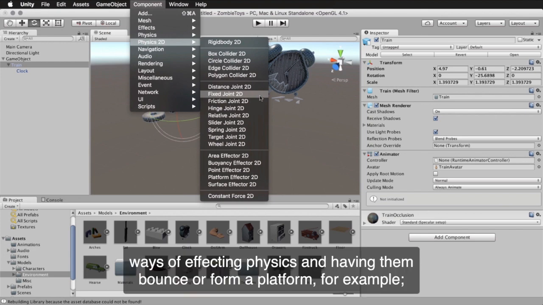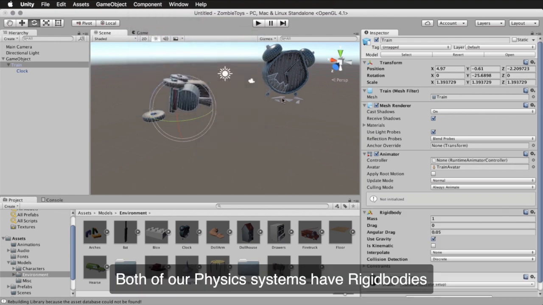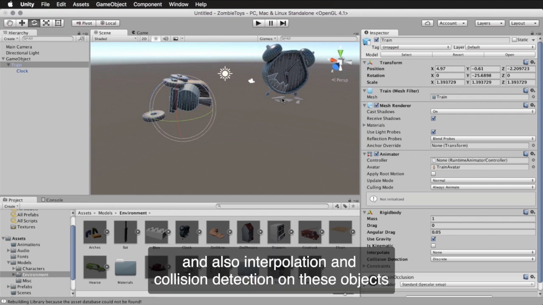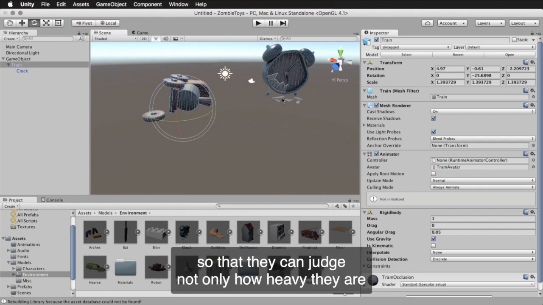Both of our physics systems have rigid bodies, and this will allow us to put in mass, drag, the possibility of gravity, and also interpolation and collision detection on these objects, so that they can judge not only how heavy they are, but how forces affect them.